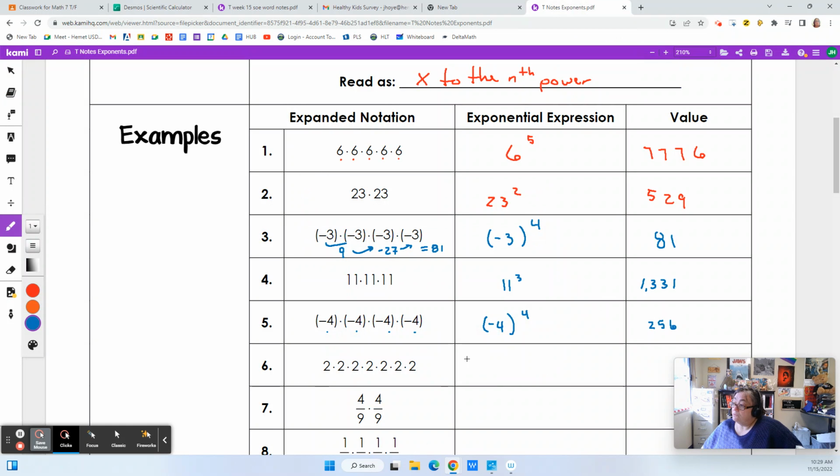All right, we've got 2, 1, 2, 3, 4, 5, 6, seventh power. No idea what that is. I know that 2 squared is 4, and 2 cubed is 8, and 2 to the fourth is 16, and 2 to the fifth is 32, and 2 to the sixth is 64. I'm guessing 128.